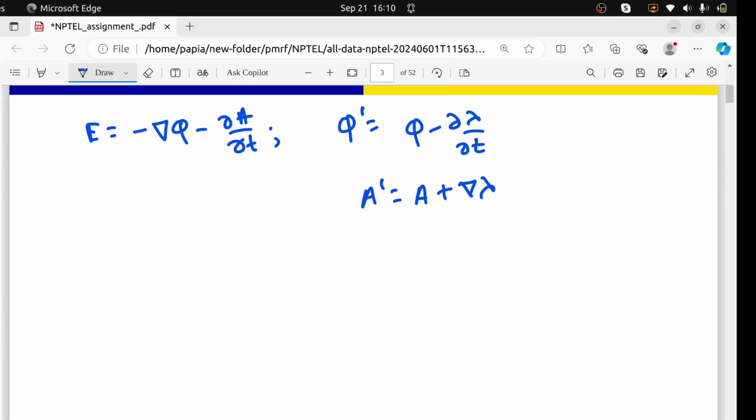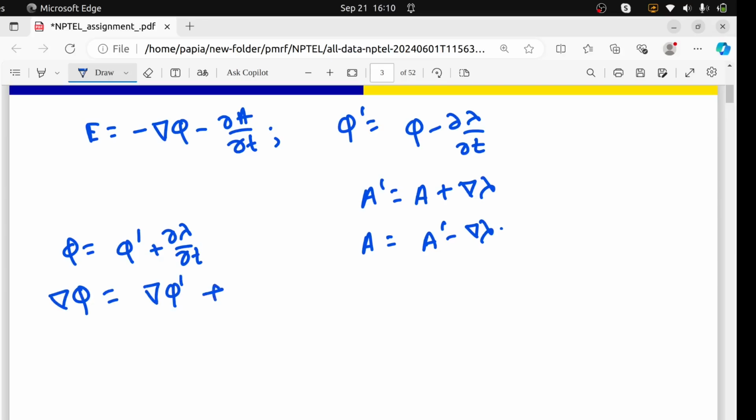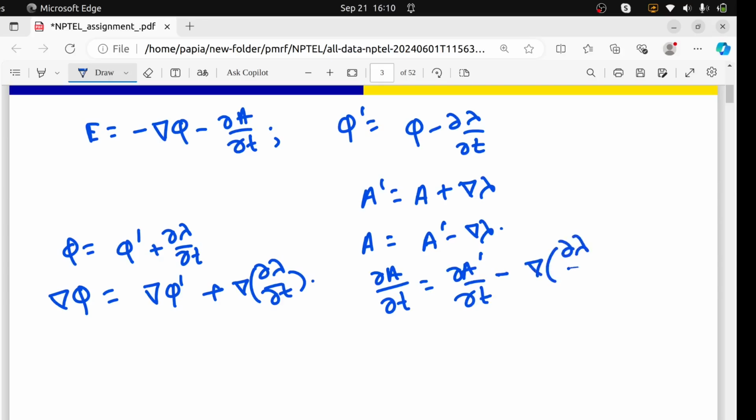So, let me write here phi. Phi will be phi prime plus del lambda del t. And what will be A? A will be A prime minus grad lambda. So, grad phi will be grad phi prime plus grad of del lambda del t. Okay. Similarly, for A, del A del t will be del A prime del t minus grad of del lambda del t.